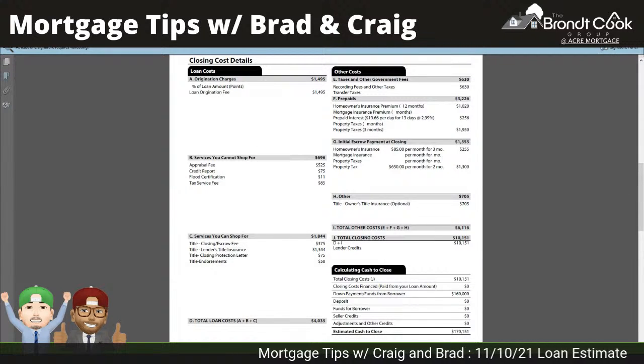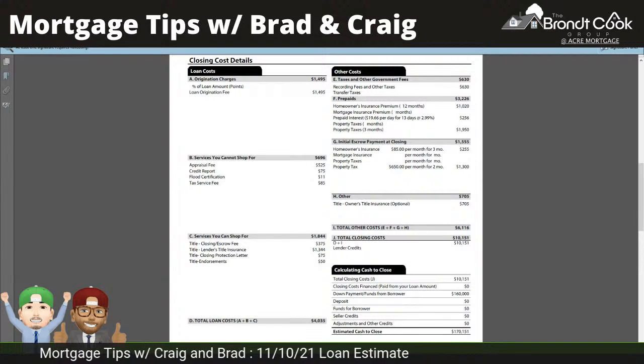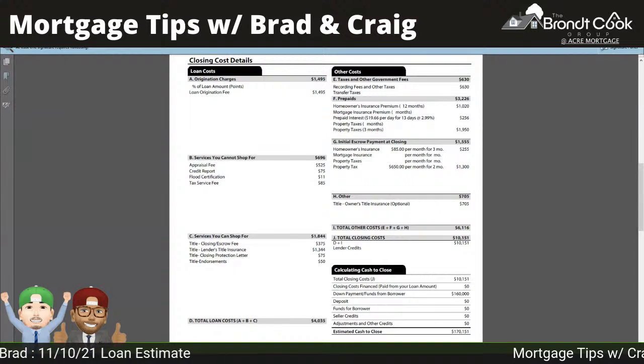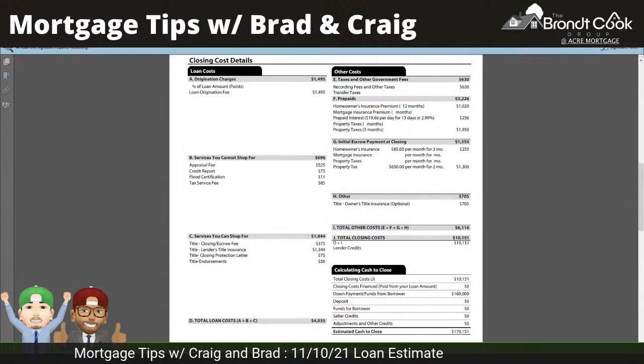So if all of these numbers were true, the cash to close wouldn't be 170,151. It would be the difference of that in the appraisal. So it would be 170,151, and in this case, minus the 525, which now you'd be bringing to close 169,626, because you've already paid the 525 up front.